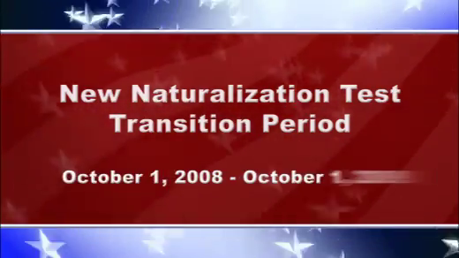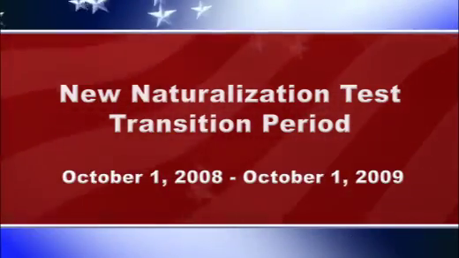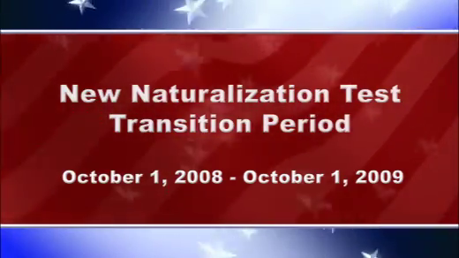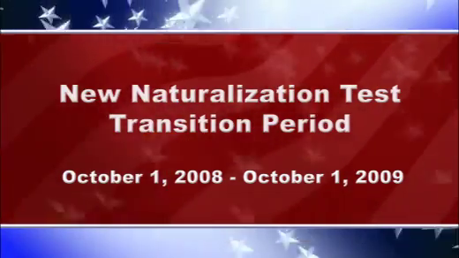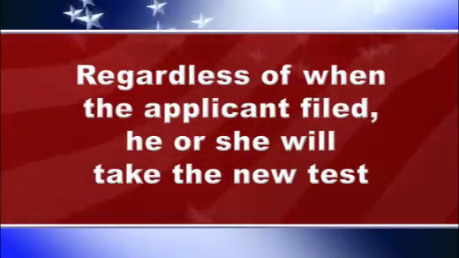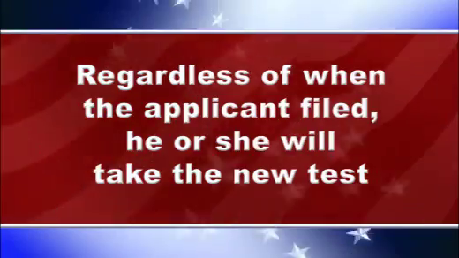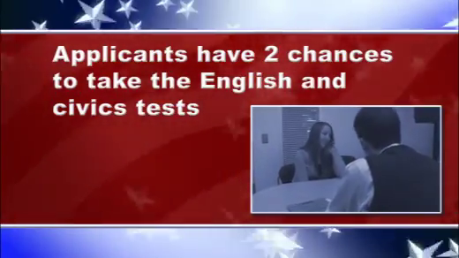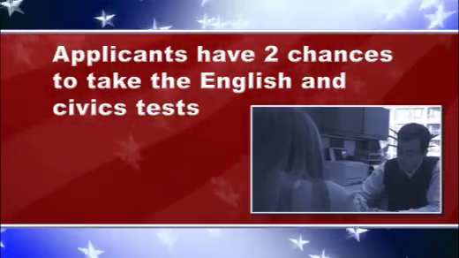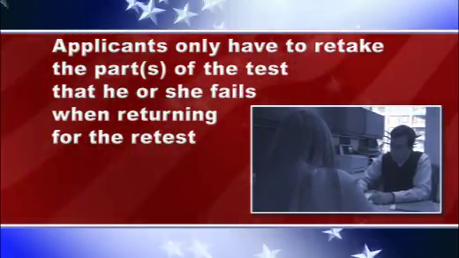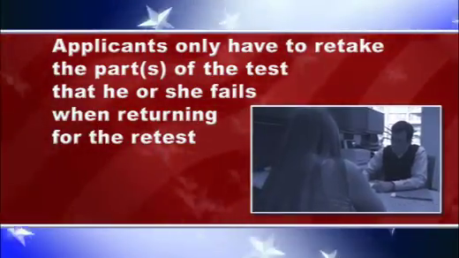Now that we have covered content and changes to the test, let's discuss our timeline for implementation. The transition to the new test began on October 1, 2008, and will continue as a phased approach through October 1, 2009. Beginning on that date, regardless of when the applicant filed the N-400, he or she will take the new test. Applicants have 2 chances to pass the English and civics test. The applicant only has to retake the part or parts of the test that he or she fails when the applicant returns for the retest.